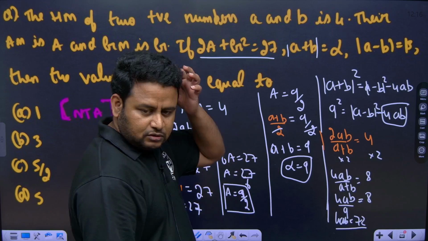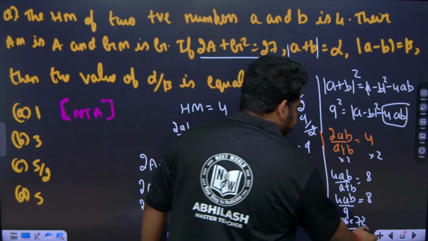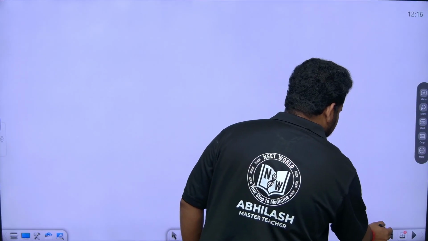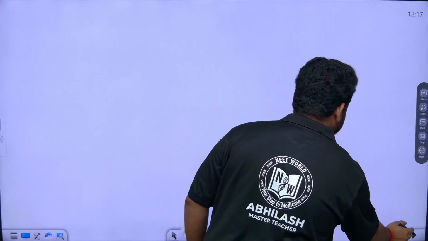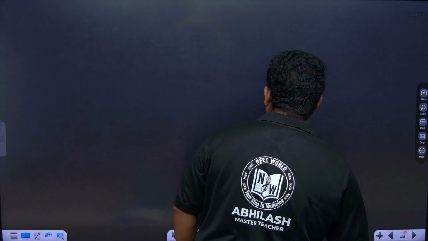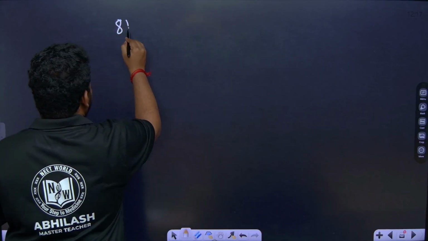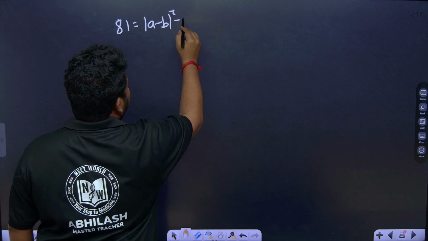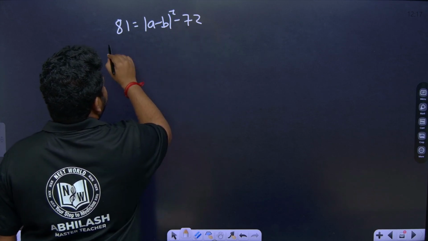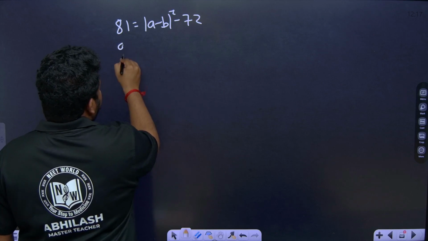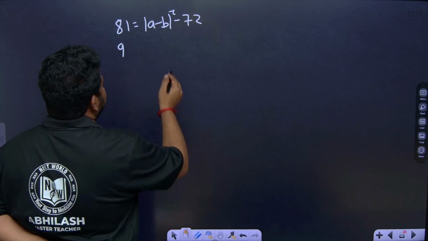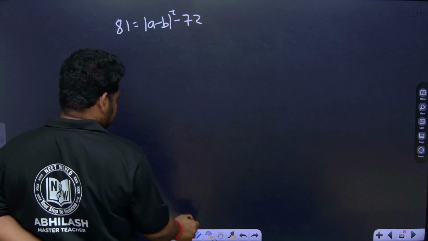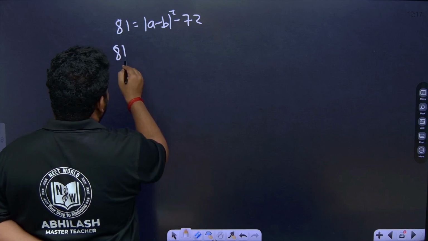Now I will put this on the next page. 9 square is equal to 81. So 81 is equal to A minus B whole square plus 4AB, and 4AB we got as 72. So 81 minus 72 is 9. This is equal to A minus B whole square.